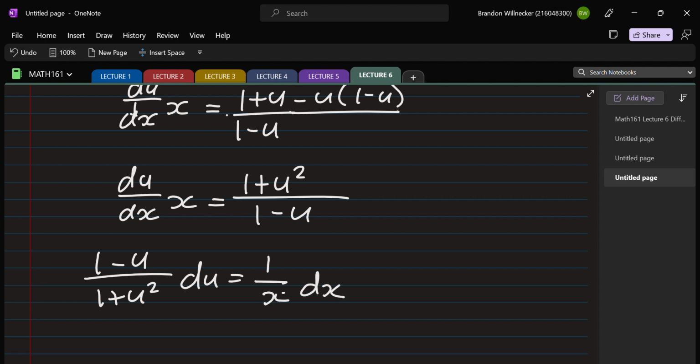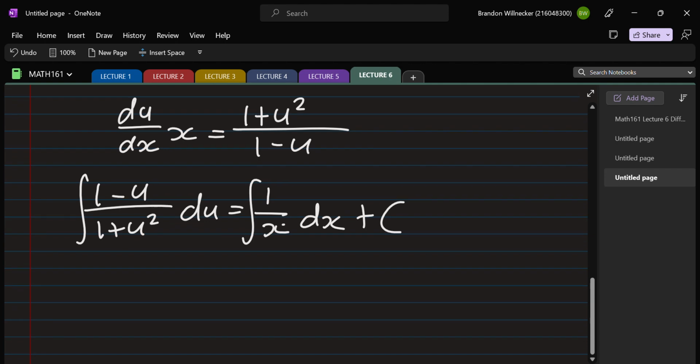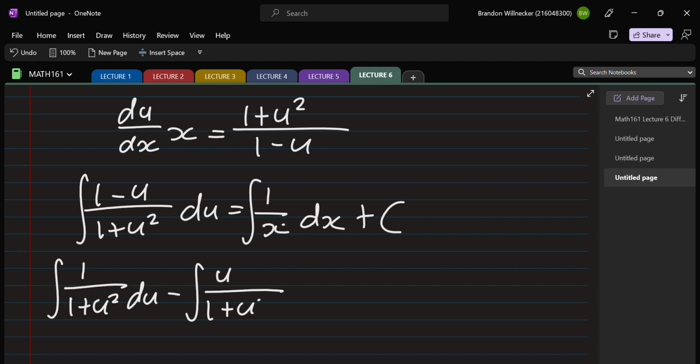Okay, so we have separated this out. So all the u stuff is on the left-hand side, all of the x stuff is on the right-hand side. We can integrate, and then remember our plus c. Integrating this is pretty easy to do. We can separate this into two terms first. So we have the integral of 1 over 1 plus u squared du minus the integral of u over 1 plus u squared, which makes it a bit easier. This is equal to the integral of 1 over x. We can do that right away. That's the natural log of x plus c.